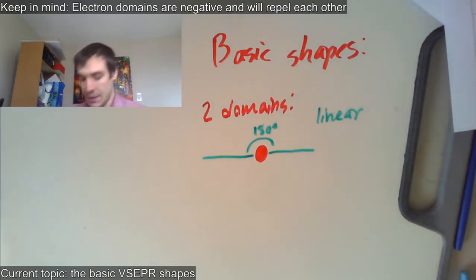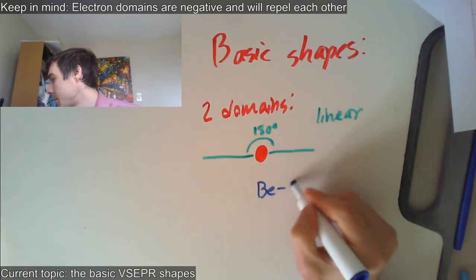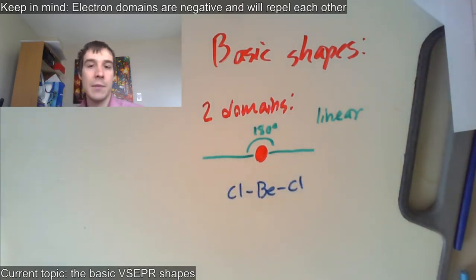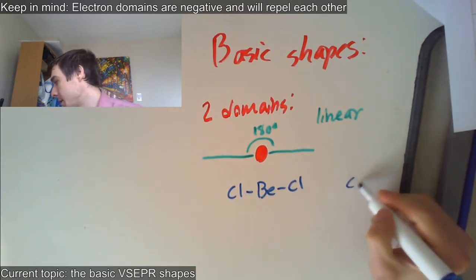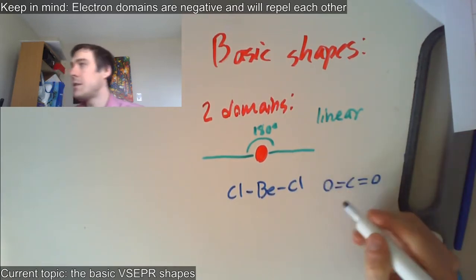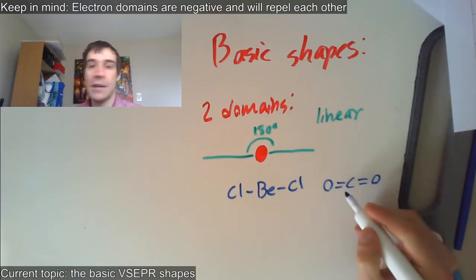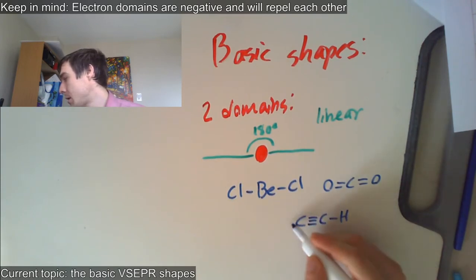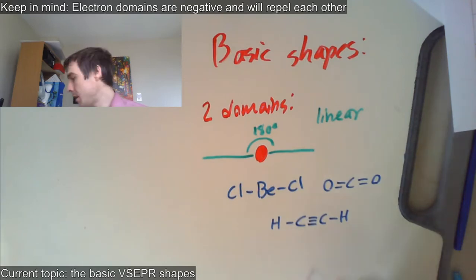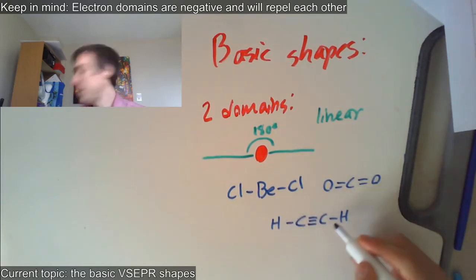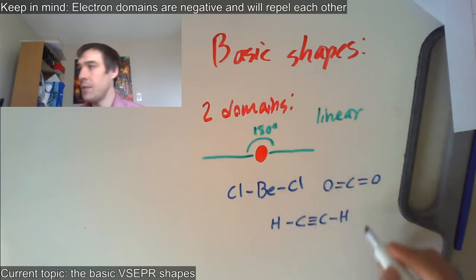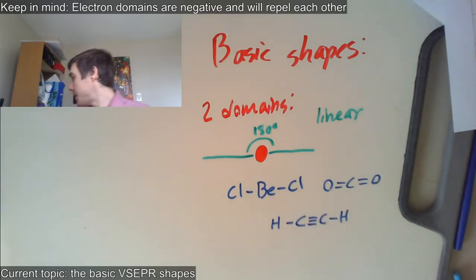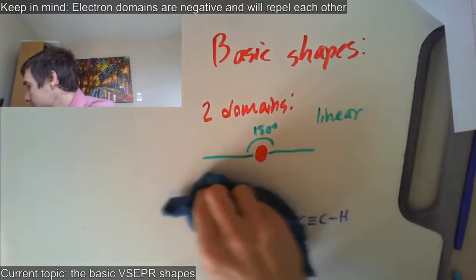because it's a line. This is about having 2 domains, so it doesn't matter if it's double bonds, single bonds, or triple bonds. You can have something like beryllium chloride, which is single bonds with 2 domains. You can have something like carbon dioxide, which is still 2 domains because those double bonds stay together, but that's a linear molecule. And you can even have things like acetylene, where you have 2 domains around your carbon, and it's all linear. Triple bonded carbons tend to be linear. So that's 2 domains, that's called linear.